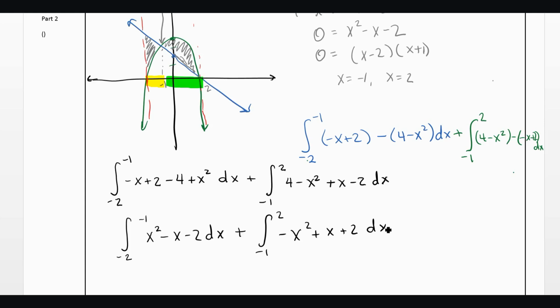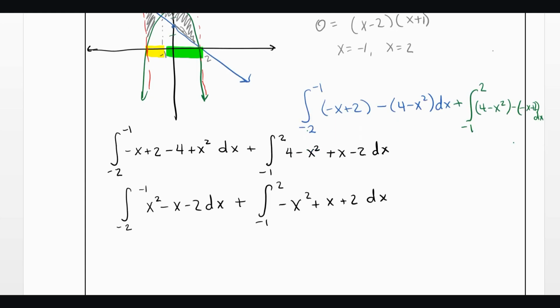I'll let you go ahead and evaluate those. Now, when you evaluate those, you get 11/6 for this first one, plus 9/2 for the second one, and combining those two fractions and reducing, you get 19/3. So the area, the gray shaded area that we found, was 19/3.